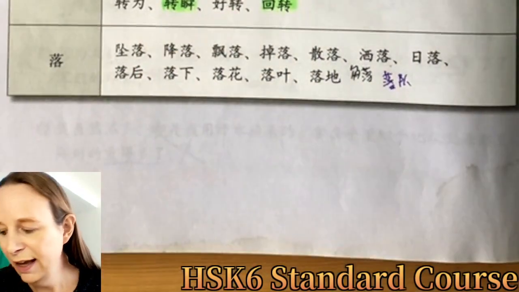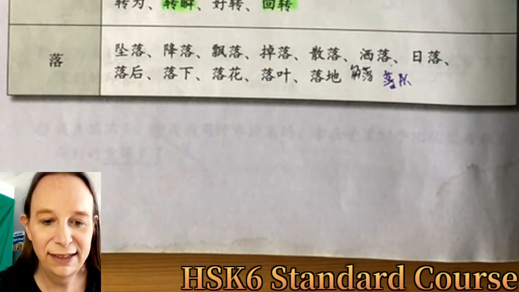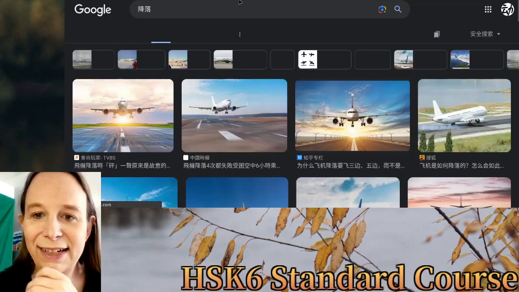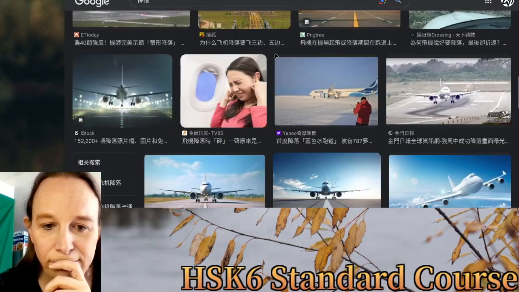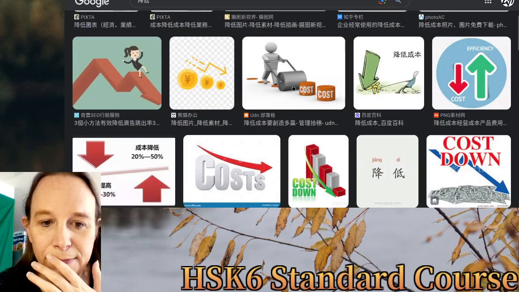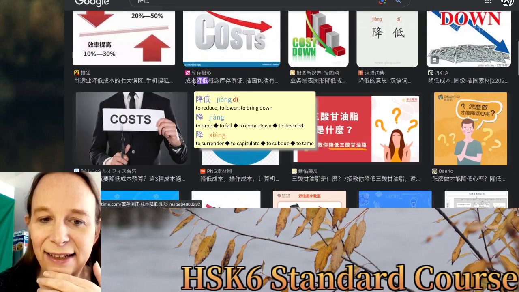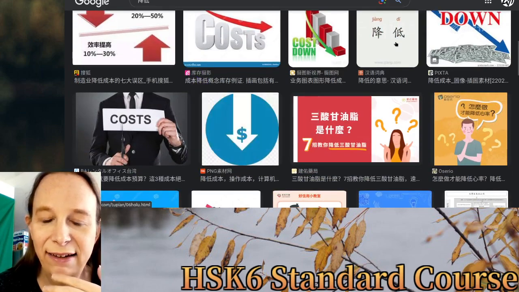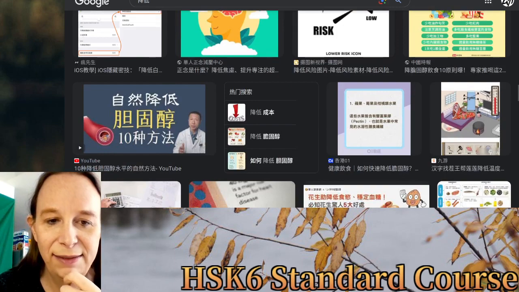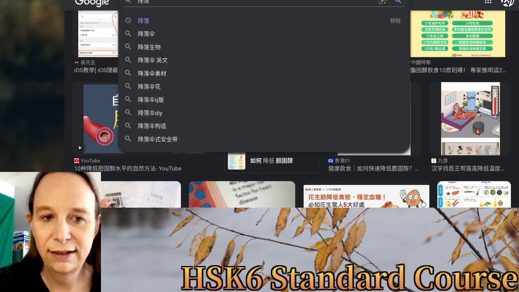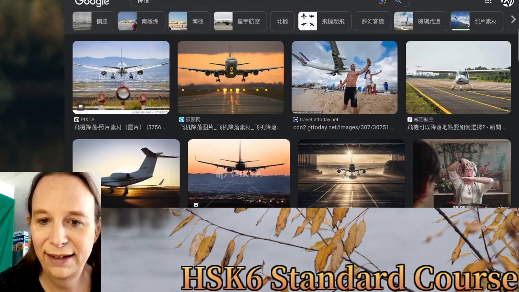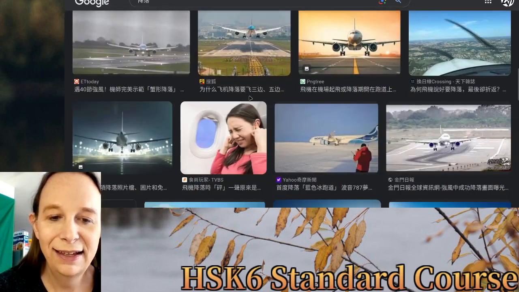Okay. 降落, also 降低. 降落, just to descend. 降低, descend, seems like reduce, lower, bring down. So this has a cause thing. 降落 seems appropriate for planes. Why is there a plane there?